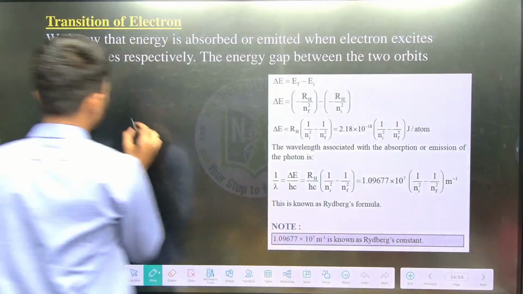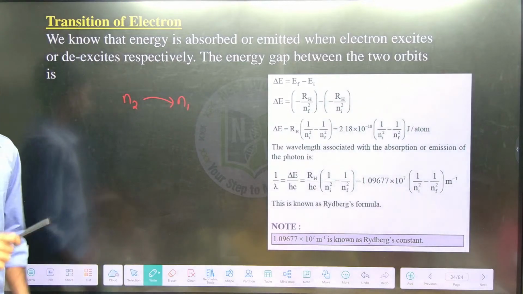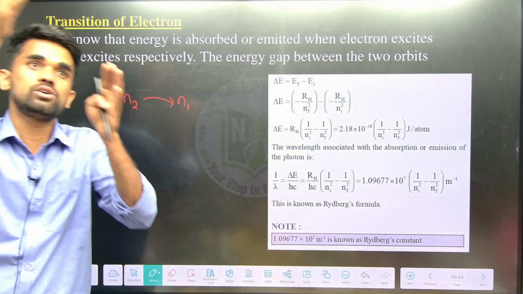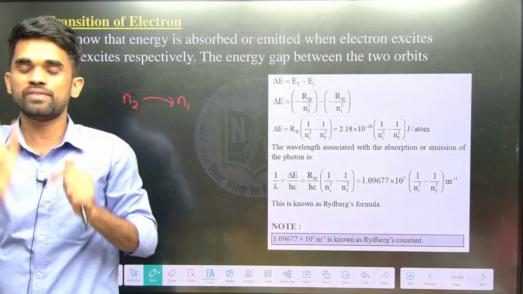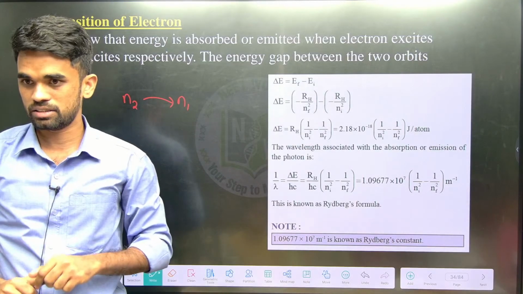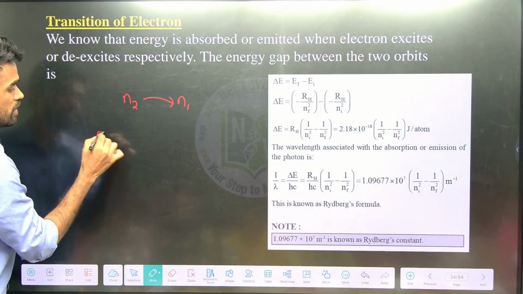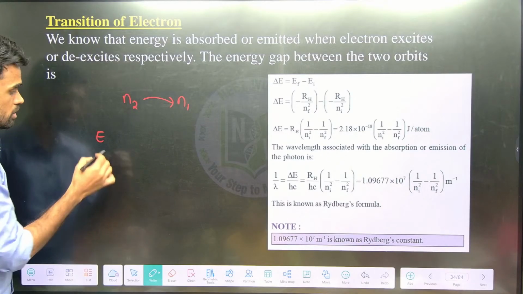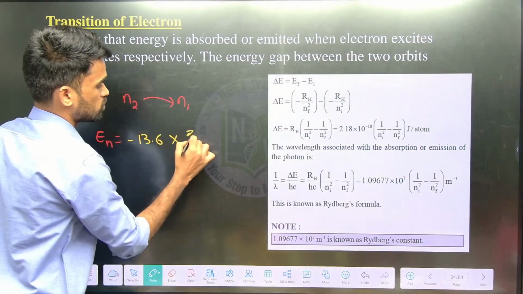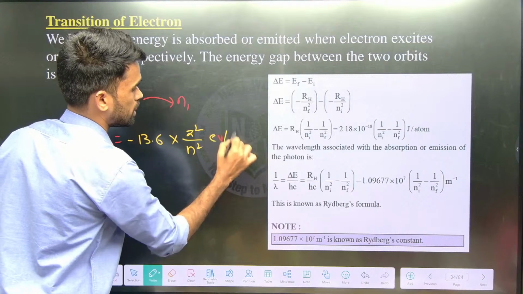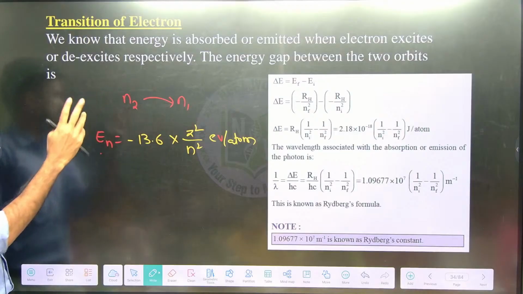Now the electron is falling from second level to first level. When an electron falls from a higher energy level to a lower one, or moves from lower to higher, there is some energy difference. How are we going to calculate that? For that you can use the energy formula: the energy of an electron in the nth orbit is minus 13.6 Z square by n square electron volt per atom. Take it for E1 and E2 and make the difference, and you will get the formula.